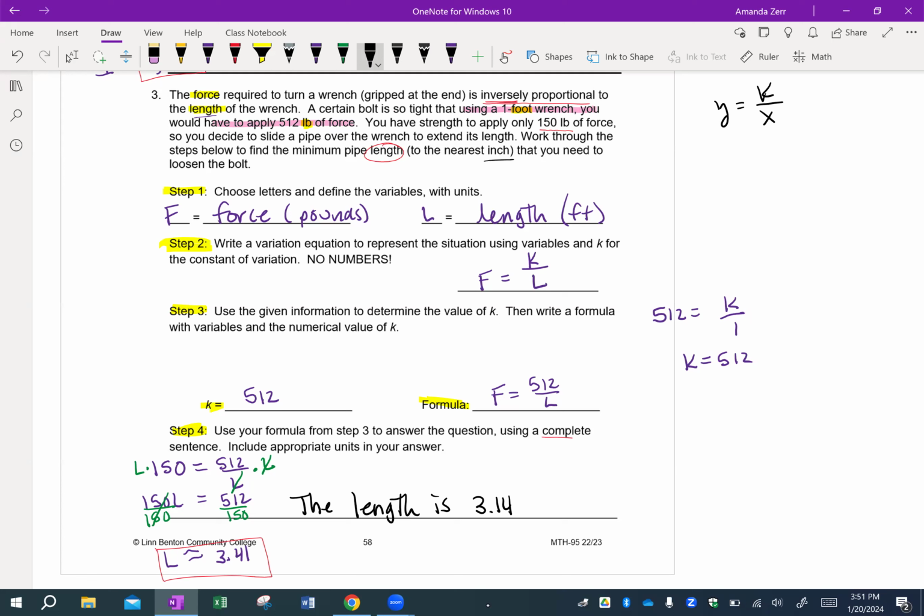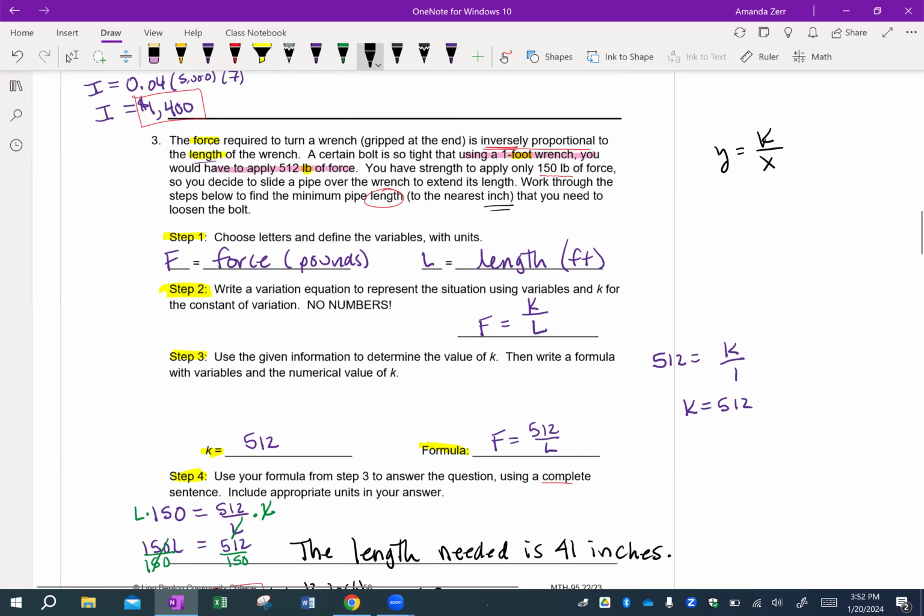Oh, to the nearest inch. Okay. So this was in feet, but we need it to the nearest inch. So we want to get rid of feet. It has 12 inches. So we'll do a quick little conversion. 3.41 times 12 would be 40.9. And then that would round up to 41. The length needed is 41 inches.